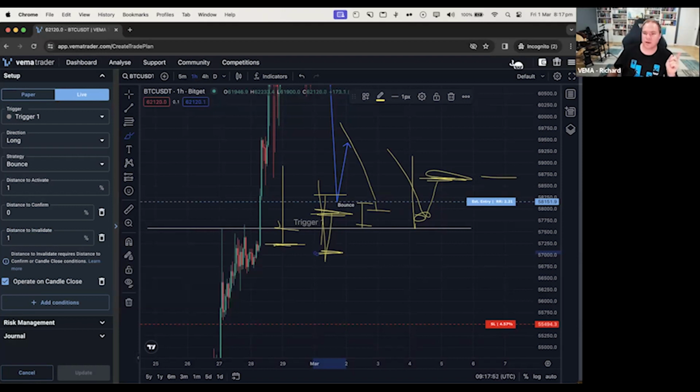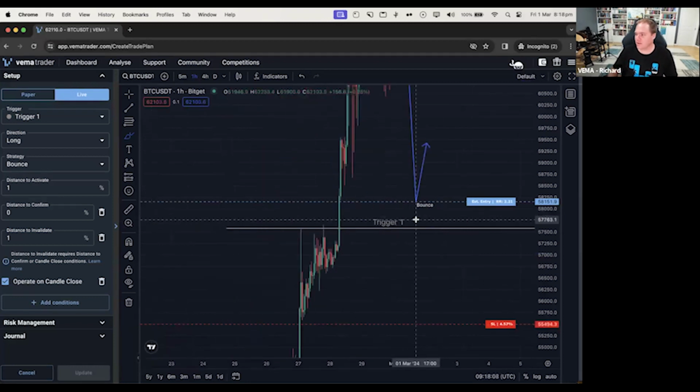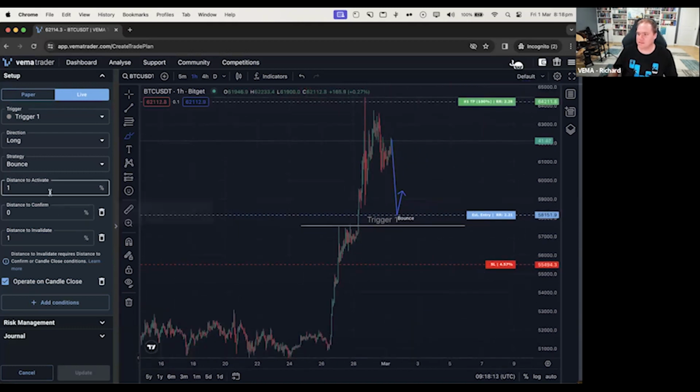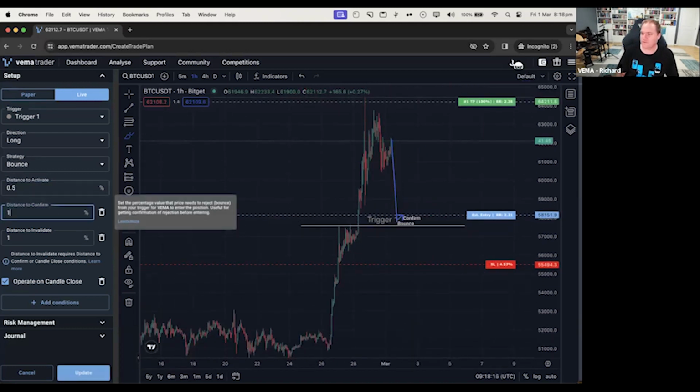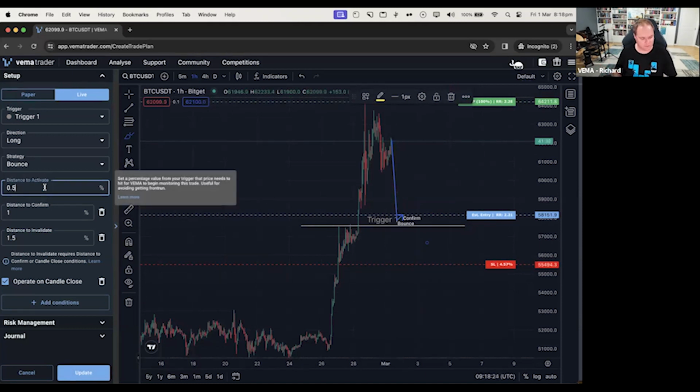Now, Christy Francois asks, how do I know which values to use for these three inputs here? That's a really good question. The answer to that is really just a bit of experience and what actually works for you. So I'll show you what I tend to use for these, which is a distance to activate of 0.5, a distance to confirm of 1, and a distance to invalidate of 1.5. That's not me saying this is what you should use. This is what I found works pretty good for me.